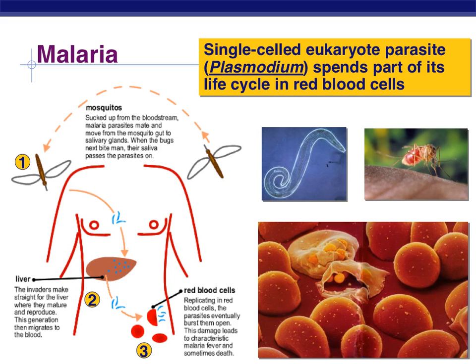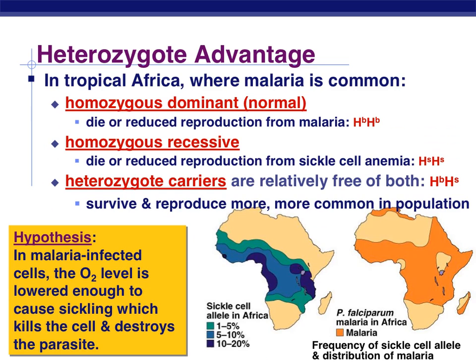Malaria is very deadly. Lots of people die from it, and it's very prevalent in African countries. What does that have to do with sickle cell anemia, though? Well, it's what we call the heterozygote advantage.